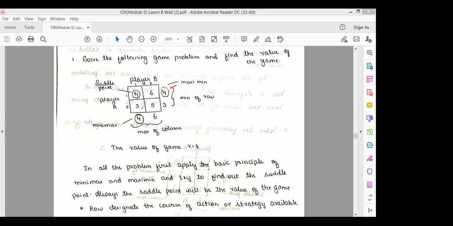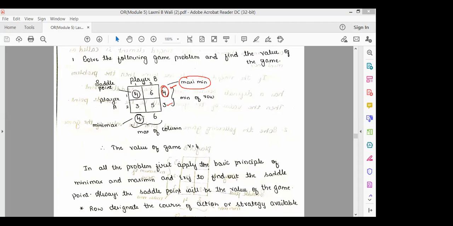Similarly, in the second row, comparing 3 and 5, the minimum is 3. Write the 3 here. Next, among the minimum of the first row and second row, that is 4 and 3, you have to choose the maximum element. Among 4 and 3, the maximum is 4. Round it off. So how did you get this? By means of maximum. Among the minimum of rows, you have determined the maximum.